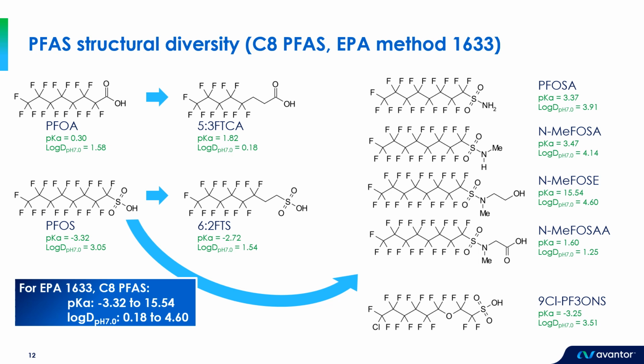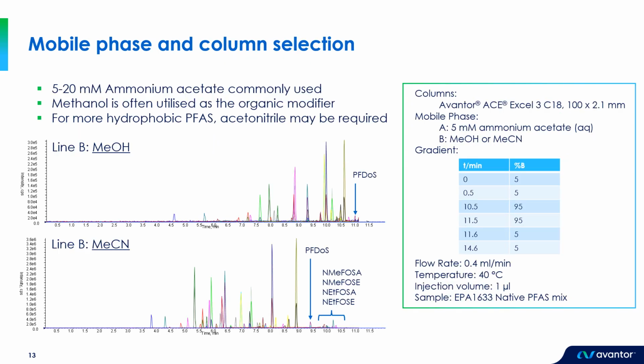So for this reason, many PFAS methods you'll see will use 5 to 20 millimolar ammonium acetate with no pH adjustment, which has a pH of around 6 to 6.5 or so. And here the majority of our analytes will be in that negatively charged state. We mentioned 5 to 20 millimolar ammonium acetate is commonly used as a buffer for PFAS analysis, and this is a nice volatile buffer. It's fully compatible with our mass spec detection.